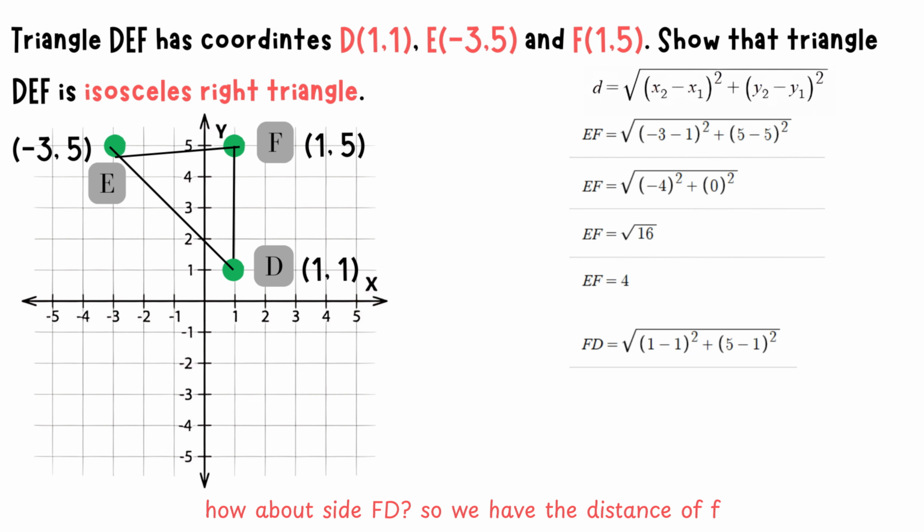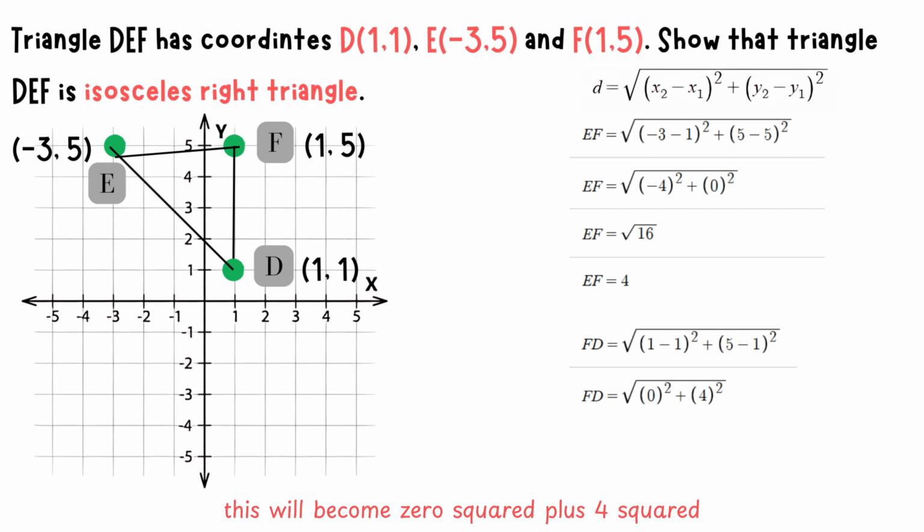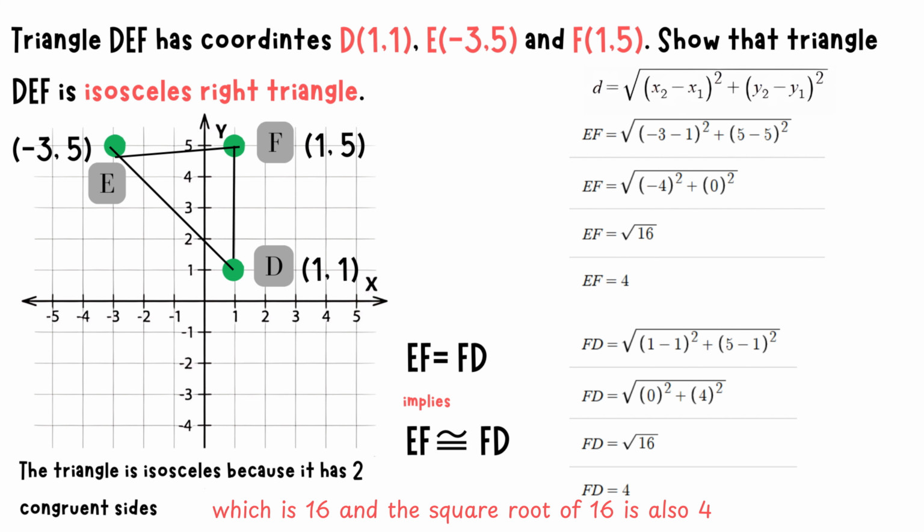How about side FD? So we have the distance of FD equals the square root of quantity 1 minus 1 squared plus 5 minus 1 squared. Performing the operations, this will become 0 squared plus 4 squared, which is 16. And the square root of 16 is also 4. Now, we can see that side EF is equal to side FD, which implies that they are both congruent.